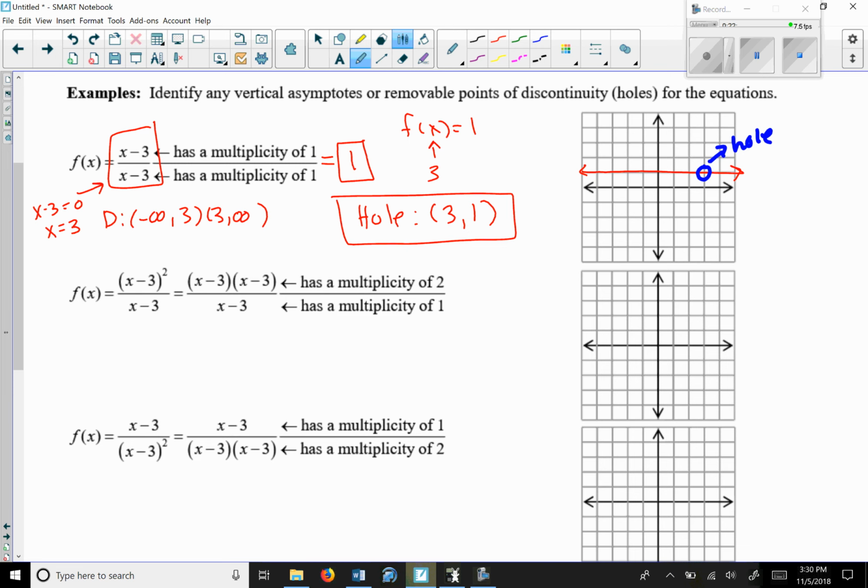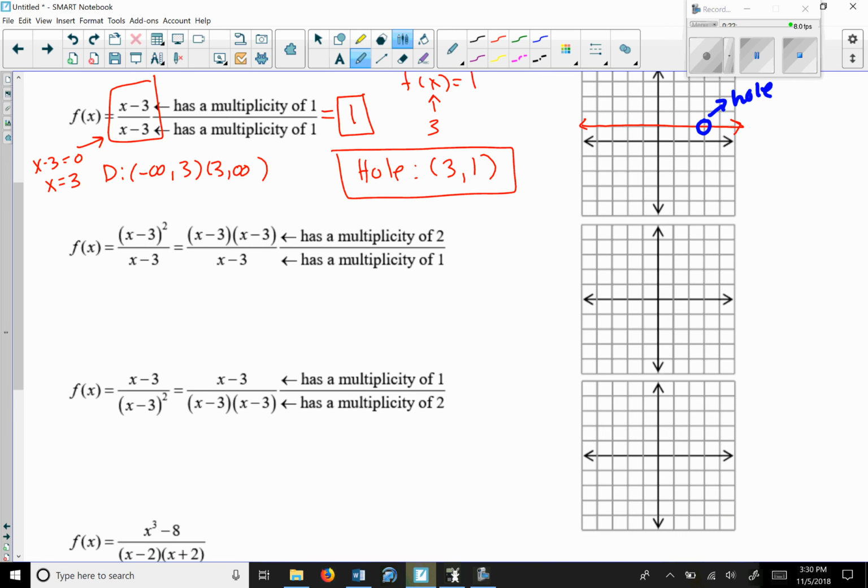So let's look at the next scenario. You'll notice that you have a multiplicity of 2 in the numerator and 1 in the denominator, which means we have two factors of the same thing in our numerator and just the one in the denominator. If I simplify this, notice that one of the x minus 3's cancels out from the numerator and denominator, so we're left with x minus 3. Our domain, however, did not change because we still can't have 3 in the denominator, so our domain is still negative infinity to 3 and 3 to infinity.